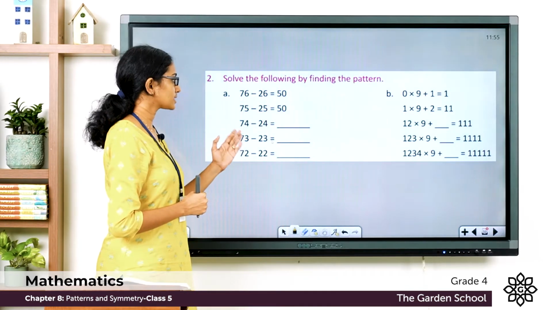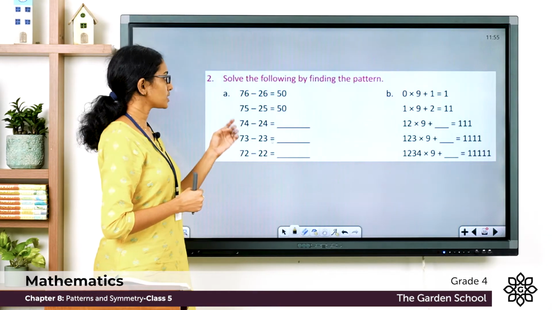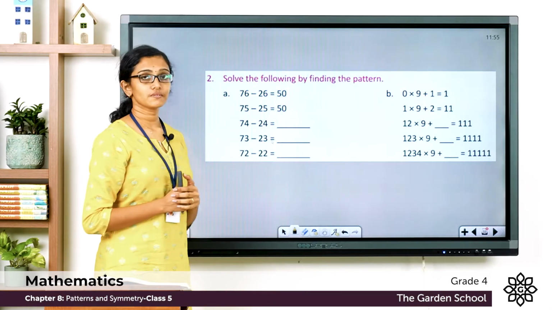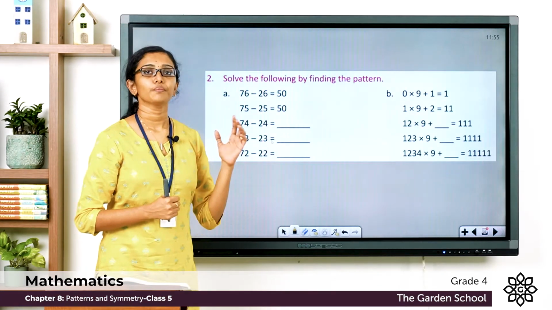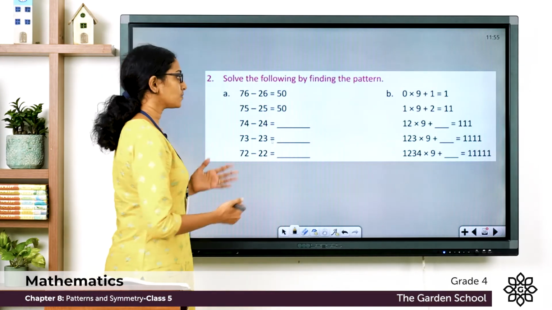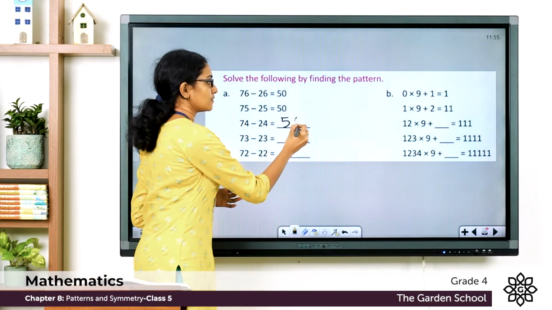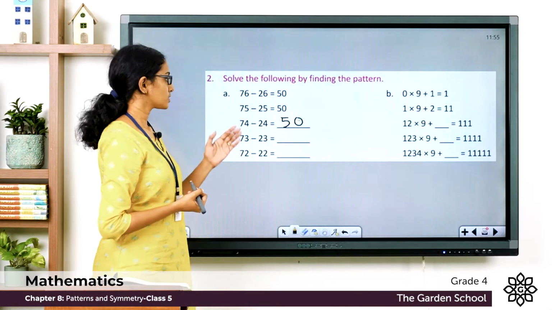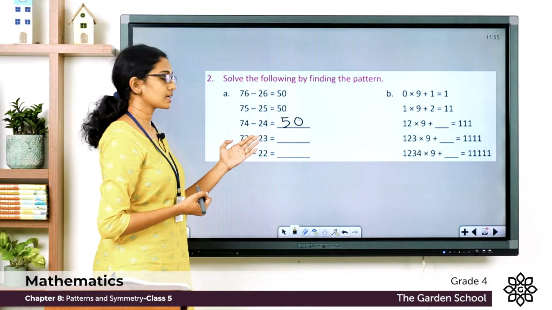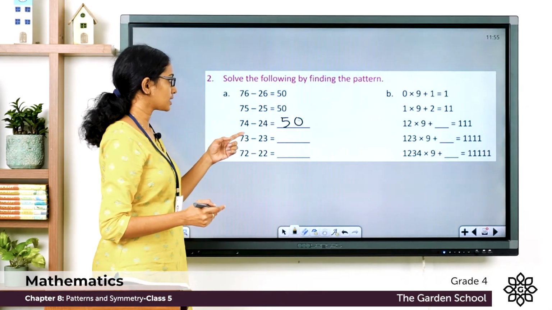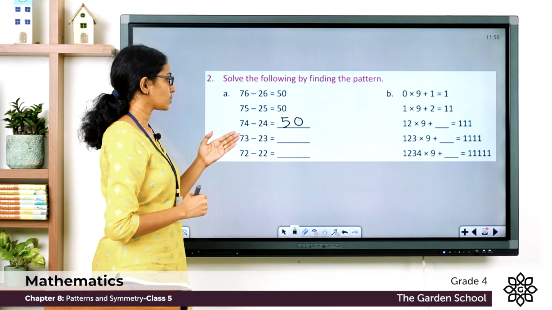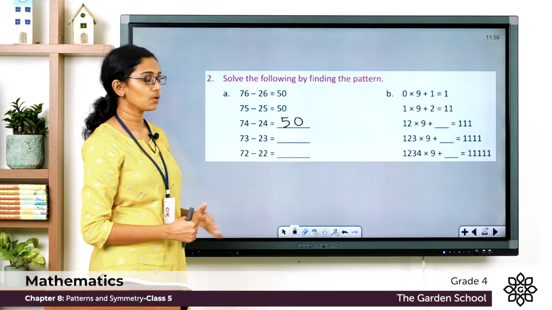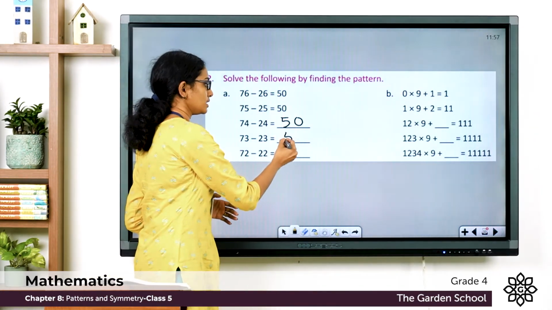Now, in the third line, you can see 74 minus 24, which is 76 minus 2, 74, and 26 minus 2, 24. What will be the difference? The same number is subtracted from both the minuend and subtrahend, so the difference is going to be the same. It will be 50 itself. Now, what about the next line? 73 and 23. This is 76 minus 3 and 26 minus 3, or 74 minus 1 and 24 minus 1. So, 1 is subtracted from both the minuend and the subtrahend in each row. The difference is going to be the same. It will be 50 itself.